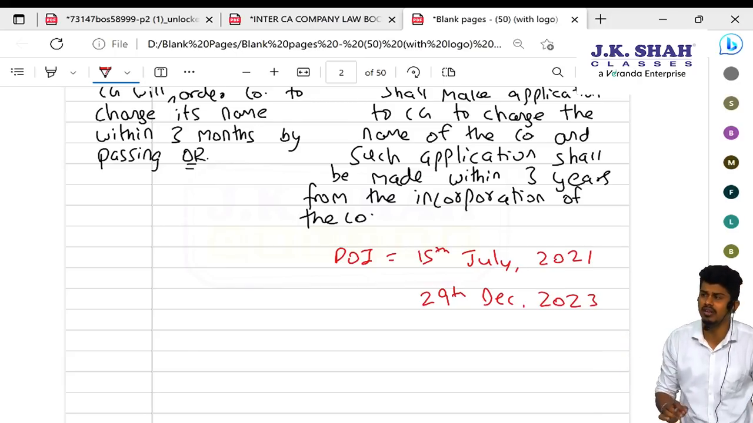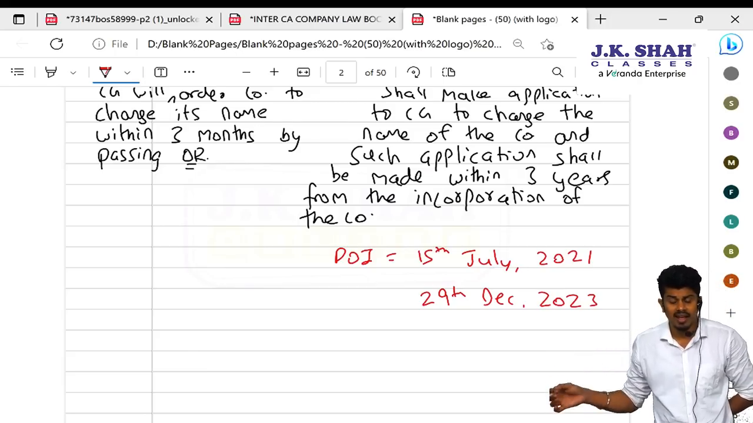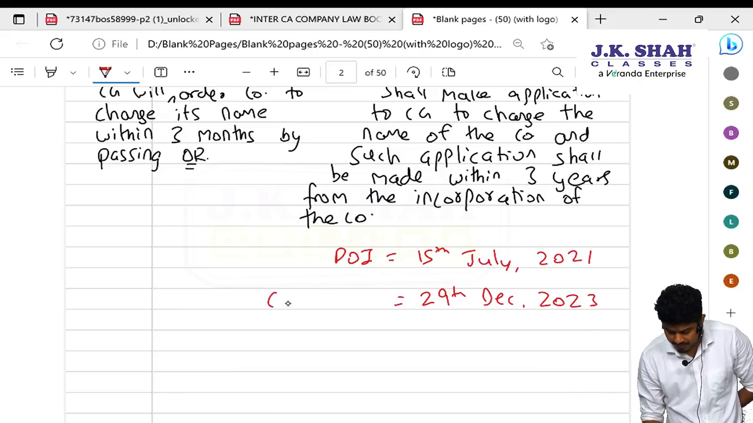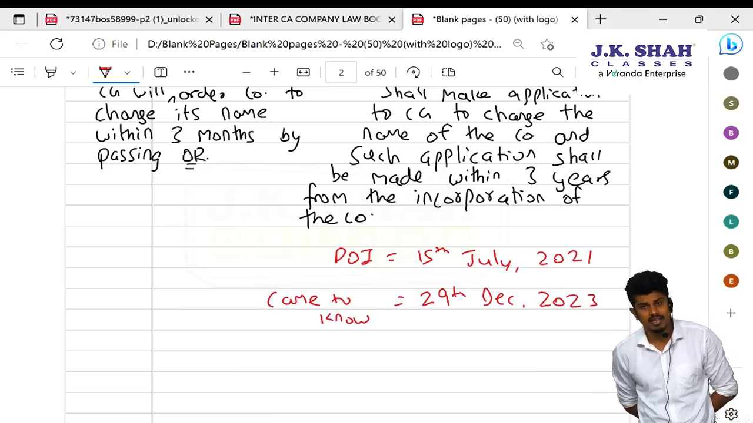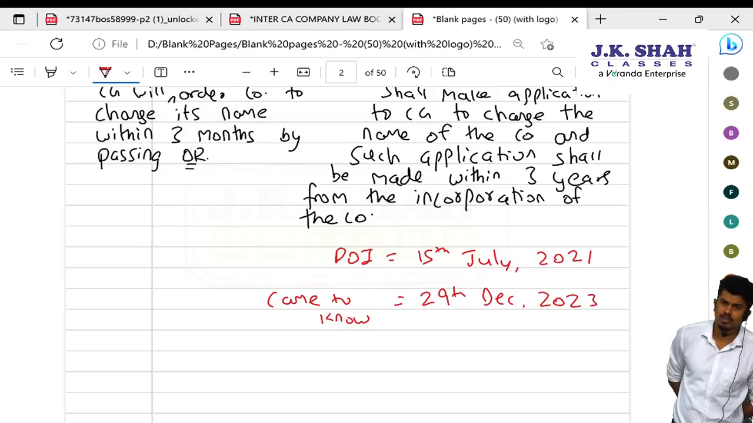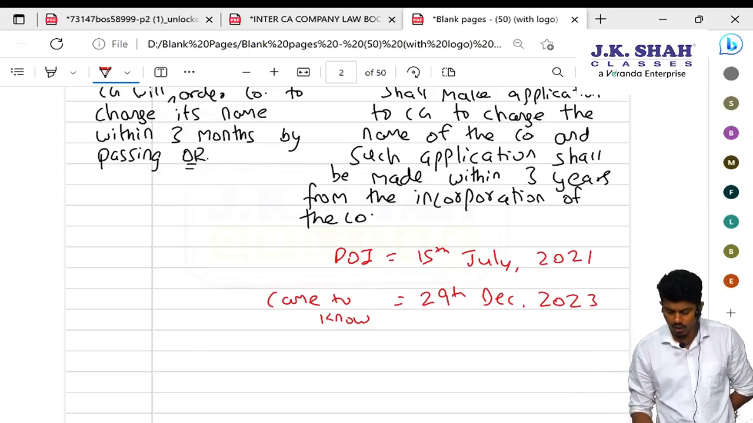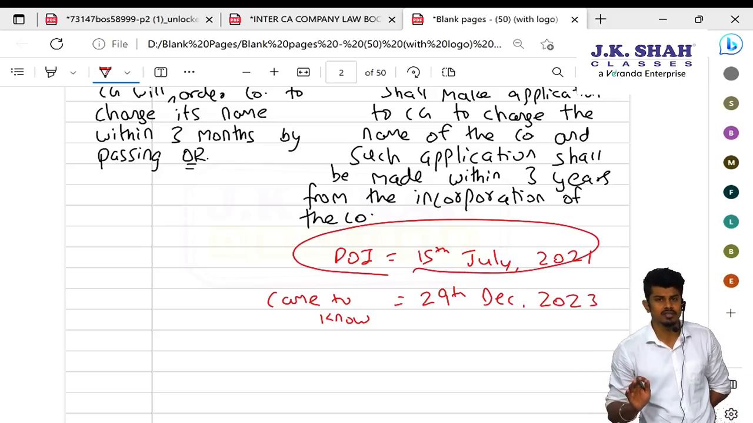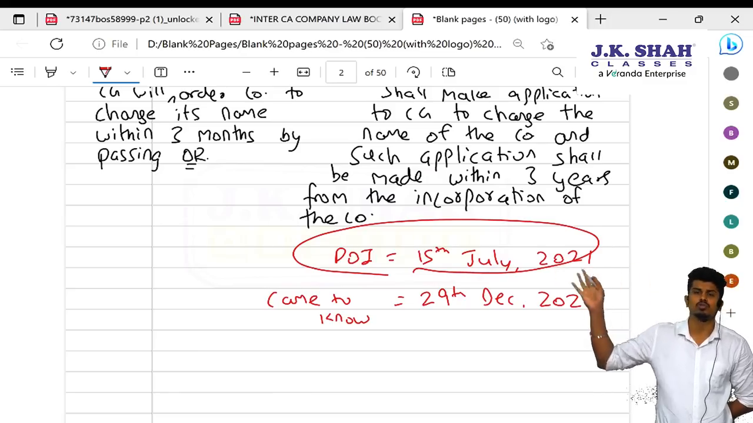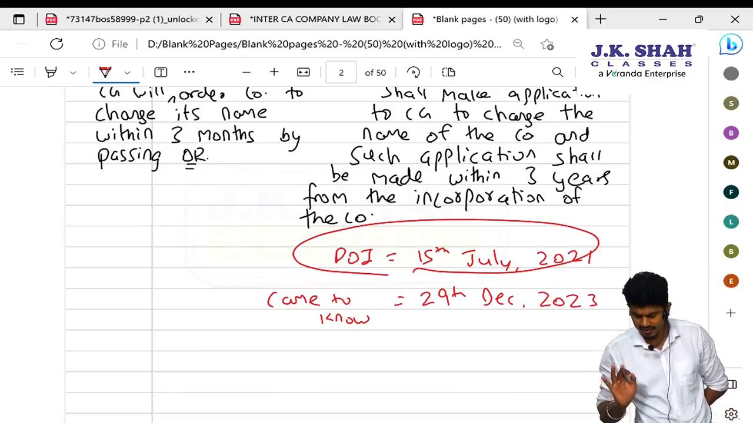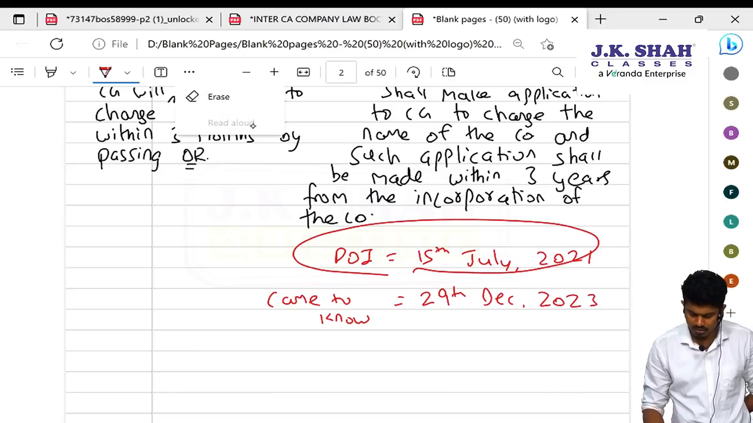name which is similar to the trademark of any other person, and that person came to know about it on 29th December 2023. So law is very clear. Law says that you have to count 3 years from your date of incorporation and not from the date when he comes to know about it. Simple, easy, done.